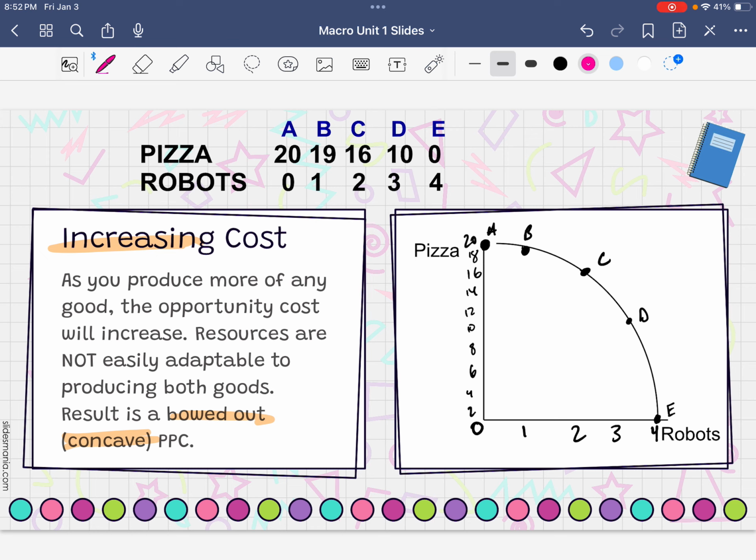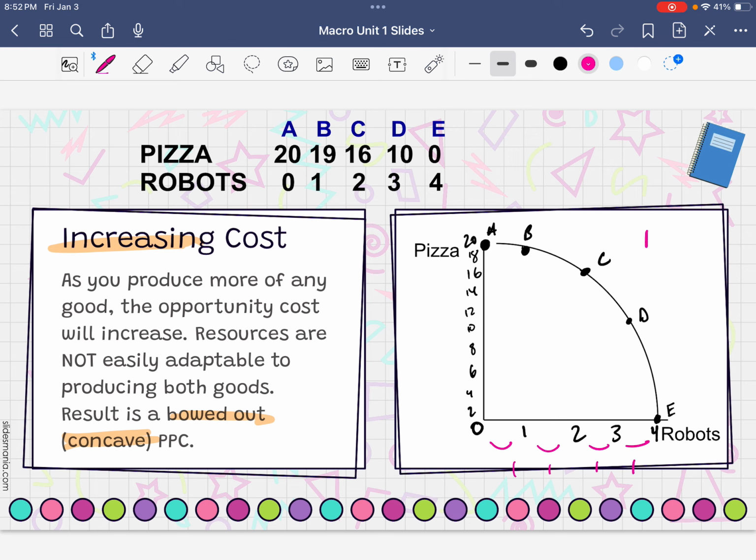Move some employees over to the robot side of the factory, and you've got pizza guys making robots. You're going to have a larger opportunity cost because we have to stop and train them on these resources and gather new resources because pizza and robots aren't made from the same thing. So the resources aren't easily adaptable to producing both. So in this case, you're going to see that the ratio between points is much, much different. On one side, there will be a constant ratio. You see this? 1, 1, 1, 1.